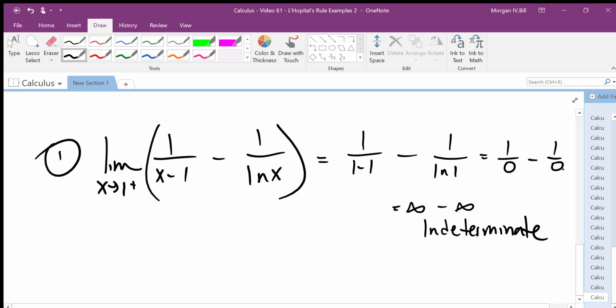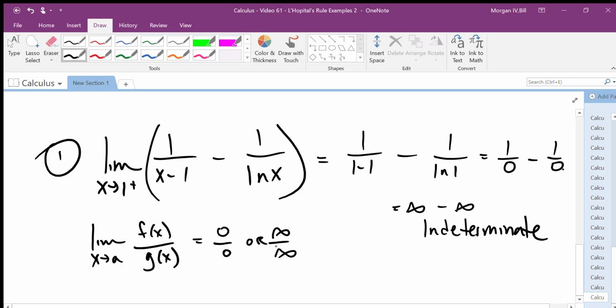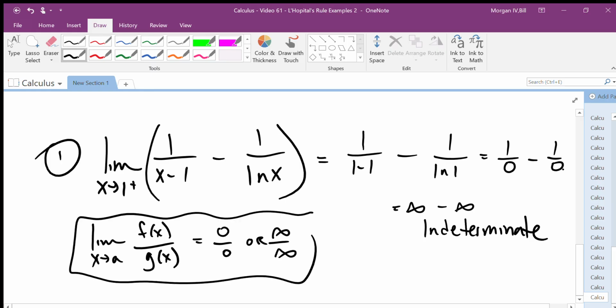But for right now, we need to rearrange this function, this 1 over x minus 1 minus 1 over natural log of x. We need to do some algebra in order to get it into an f of x in the numerator and a g of x in the denominator, right? We're trying to force it into this form, where we have an f of x divided by g of x with the goal that it's either equal to 0 over 0 or infinity over infinity so that I can use L'Hopital's.